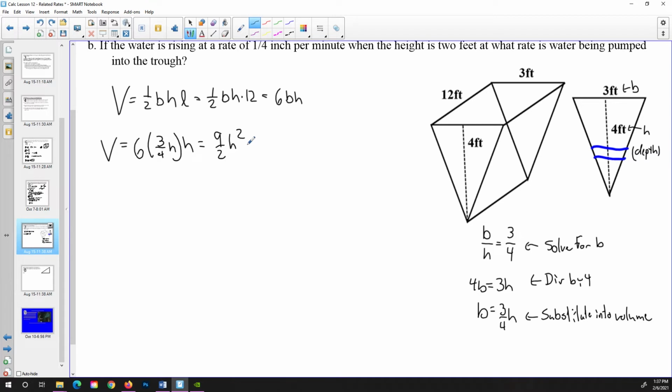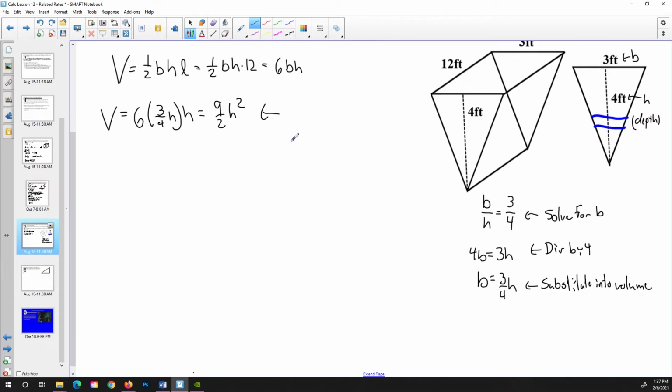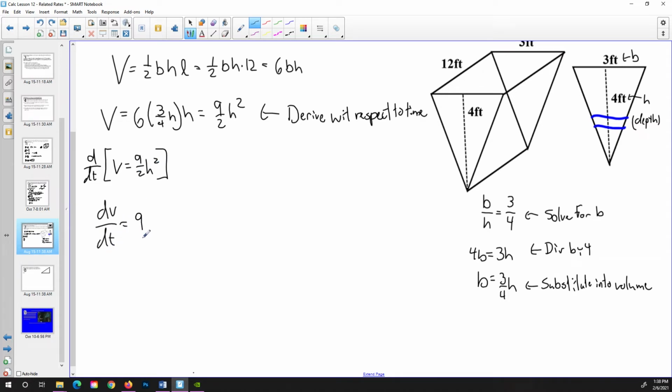Now, that is actually not too bad because now I only have one variable. This thing we want to derive with respect to time. So d over dt of V equals 9/2 h squared. All right, so if I do that, I'll get dV over dt. 2 times 9/2 is going to be 9, and then h to the first times dh over dt.